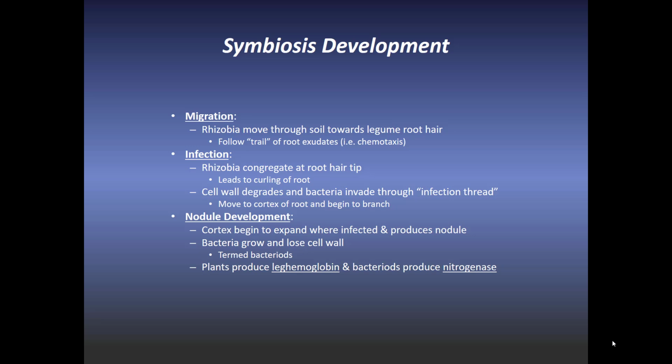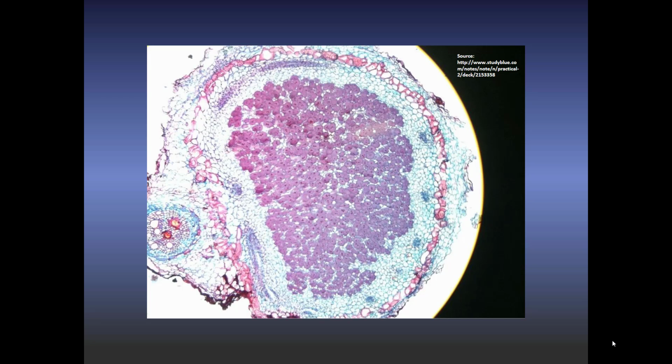The nodule development is when the cortex begins to expand where it's infected, and then it produces that nodule that you can see. The bacteria grow and lose their cell wall, and at that point we call them bacteroids. The plants produce leghemoglobin, and the bacteroids produce nitrogenase. And we'll talk about how these two enzymes work together to make nitrogen fixation possible.